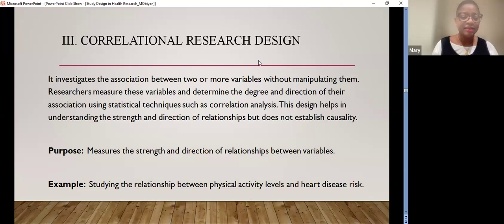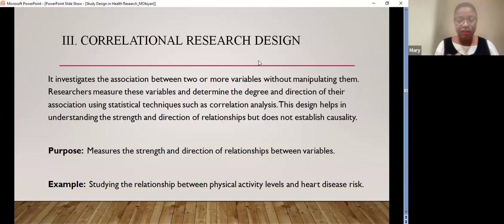And the third research design here is the correlational research design. What does it do? It measures the strength and direction of the relationship between variables, negative or positive, without manipulating the outcome, without manipulating any of them. It helps in understanding the strength and direction. Many times we use correlation analysis for this research design. The example I gave here is between physical activity levels and heart disease risk. You see, so this is not extending causality.